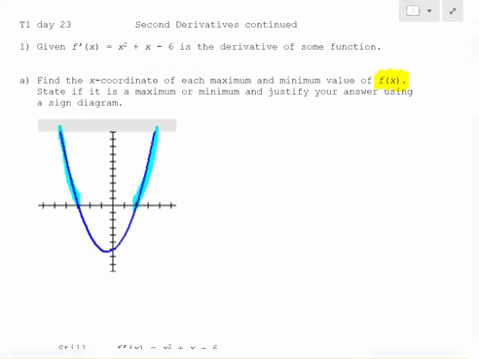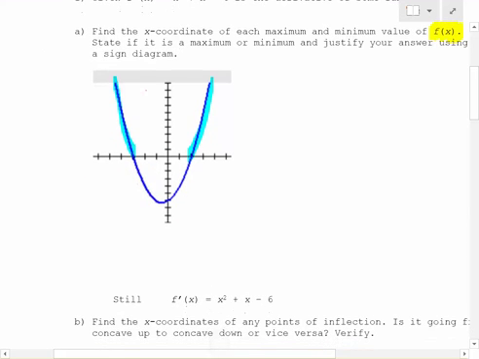So what's happening when the derivative is positive? What's the function doing? It's increasing. So we know the function is increasing there and there. What about in between? What's the derivative here? The derivative is negative, so it's decreasing.